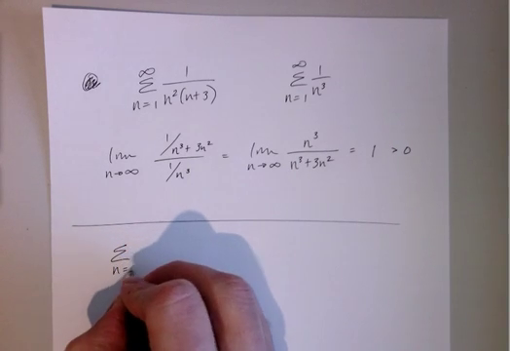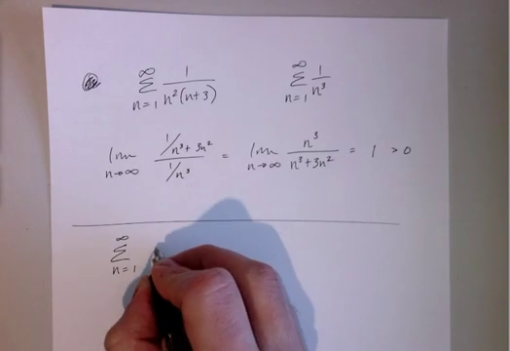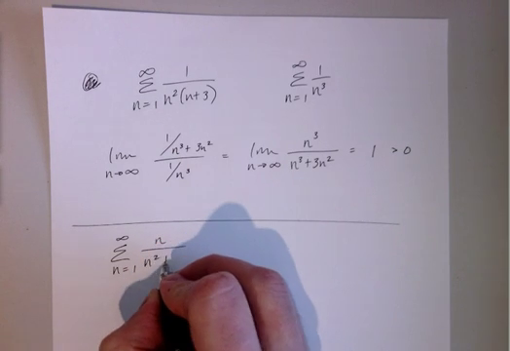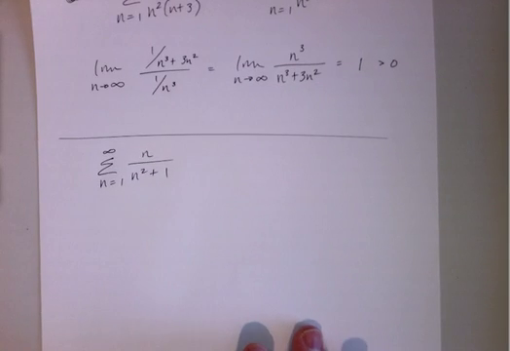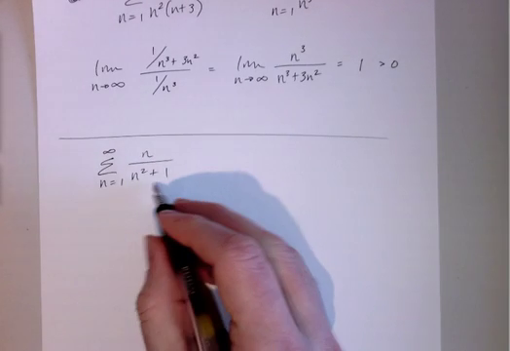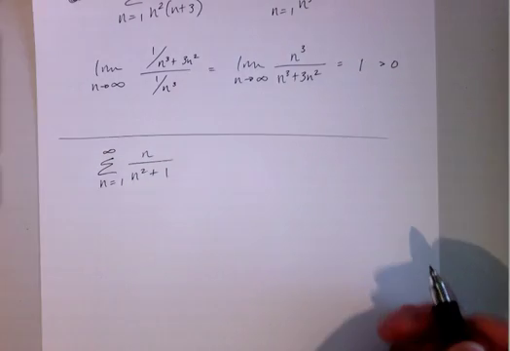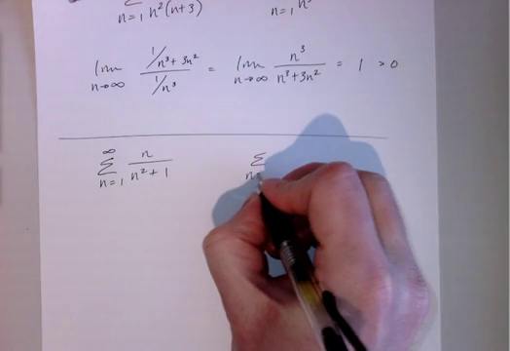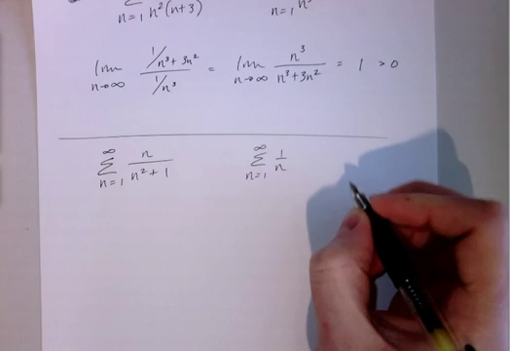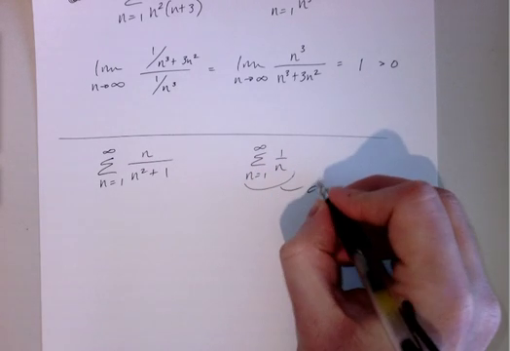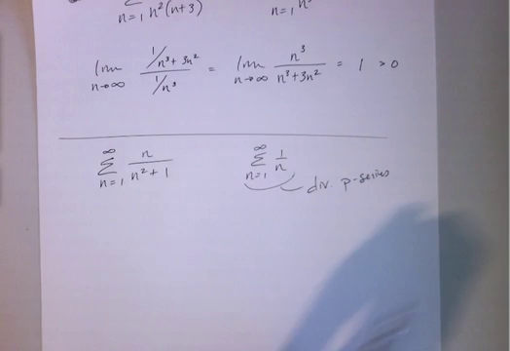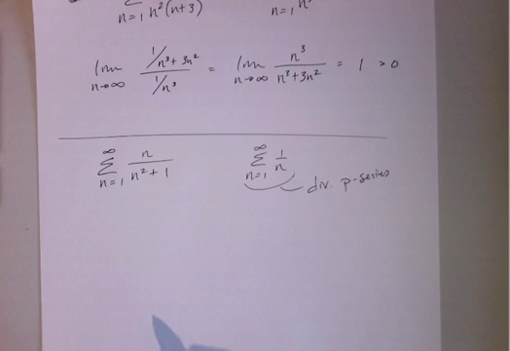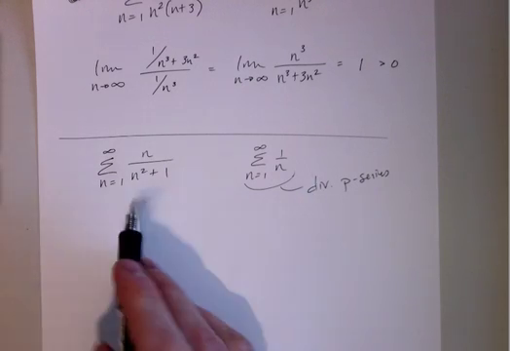So we have the sum from n equals 1 to infinity of n over n squared plus 1. Now, that's a little bit trickier, but I happen to know that if that plus 1 disappeared, I'd have 1 over n, because it would reduce. So let's compare it to 1 over n. This, we happen to know, is a divergent p-series. Okay, so if this winds up giving me a positive finite value for the limit, then they are both divergent.